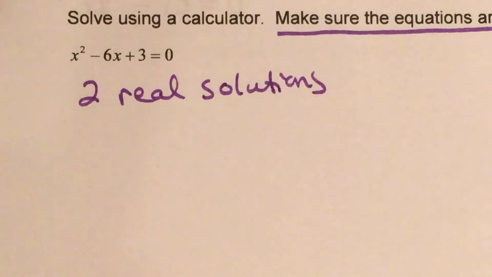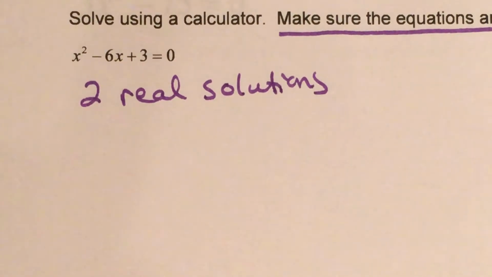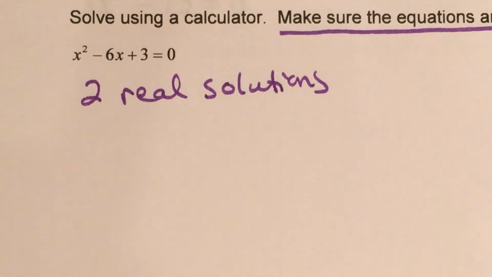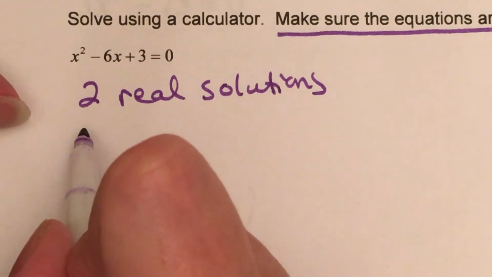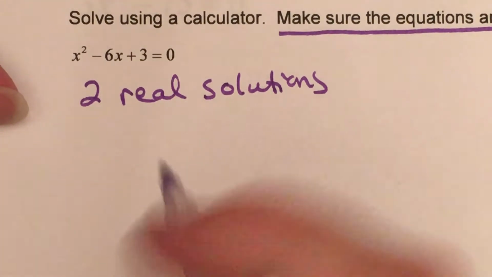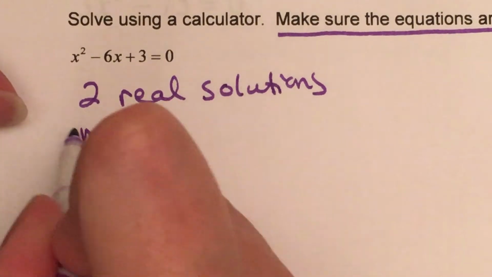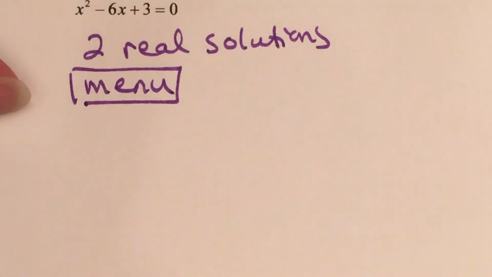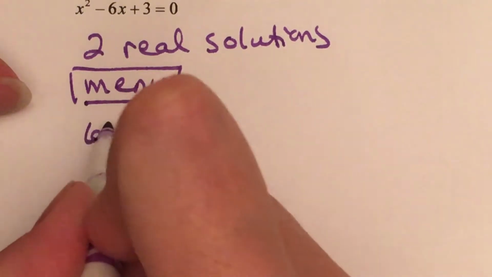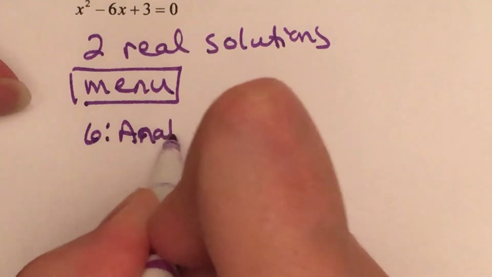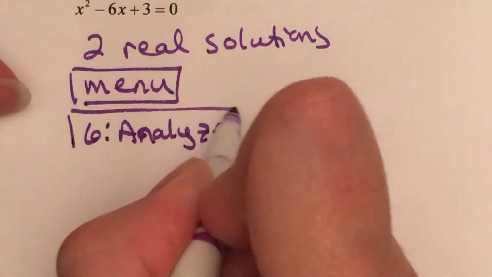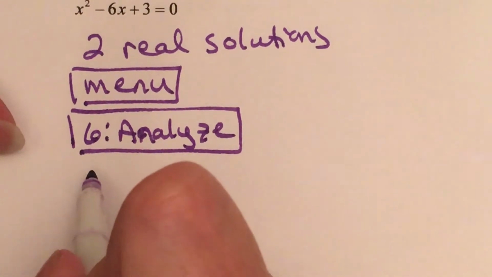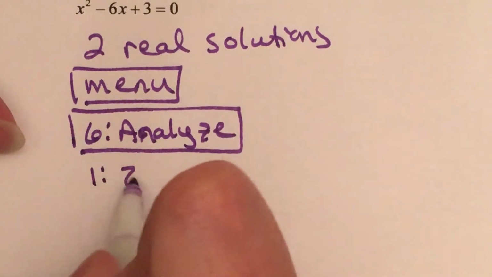But to go find them, we need to do some options in the programming in your calculator if we're going to use the graph. So to do this, you're going to push Menu, you're going to push 6, which is Analyze. Analyze your graph. And then it gives you options of what do you want to go find. And you'd say, number 1, I want the 0.